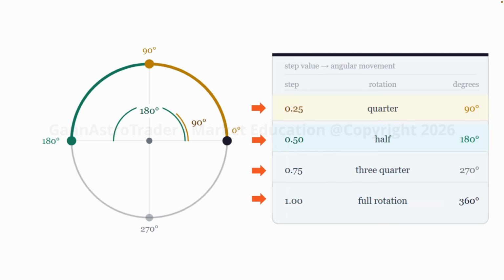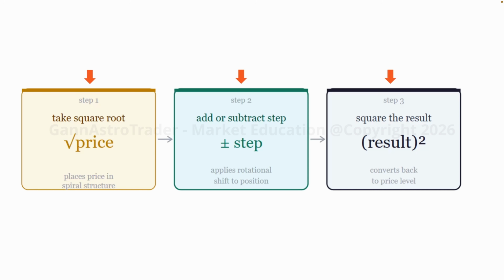Gann observed that these rotational steps correspond to angular movement. A full unit increase in square root space represents a full rotation, while smaller increments represent partial rotations. For example, a quarter step corresponds to 90 degrees, and a half step corresponds to 180 degrees. This creates a direct link between price and angular measurement. Once we understand this relationship, we can express it mathematically.